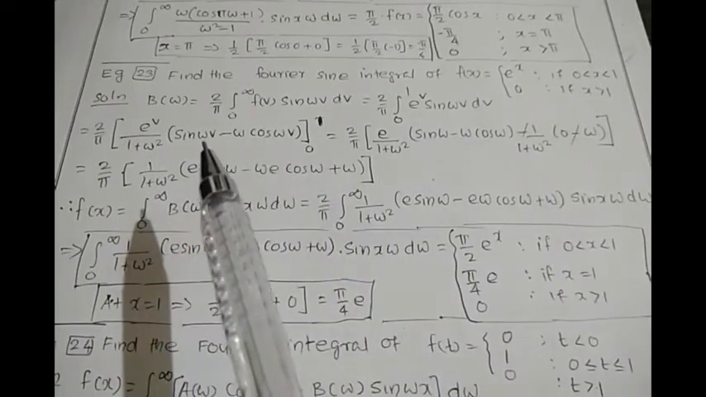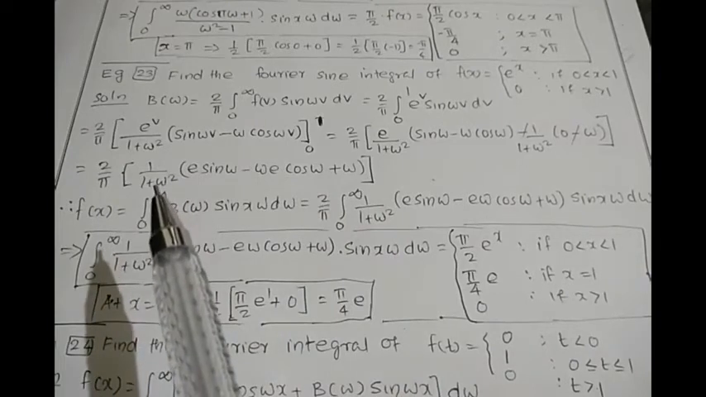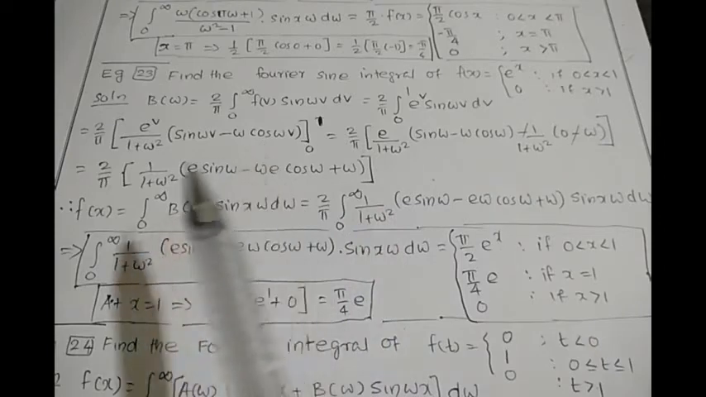Then sine 0 is 0 and cos 0 is 1. So it is minus omega here. So it is 0 minus omega here, and minus of minus made positive. So this 1 by 1 plus omega square is common in both terms. There are two terms here. We have common 1 by 1 plus omega square. Taking 1 by 1 plus omega square out, we see that the rest is e sine omega minus e omega cos omega, plus omega.